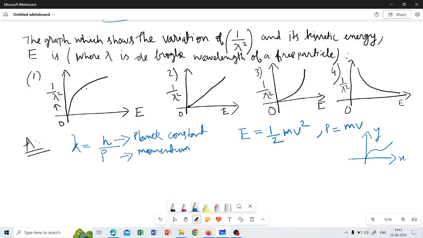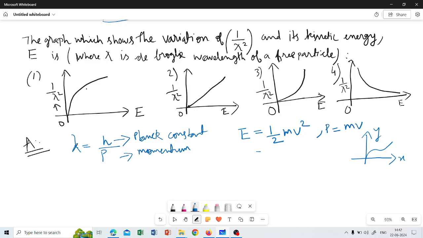If it is a curve, then we may not know. But let me take an example and find whether it is a curve or a straight line. There are four graphs given, and we have to find the relation between energy and 1 by lambda square. So how are we going to do it? Let me first find the relation between energy and momentum. Many of you already know it, it's straightforward.